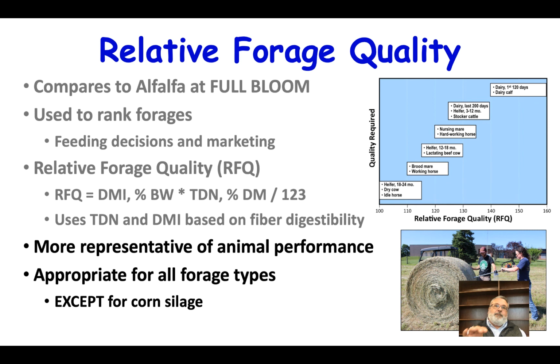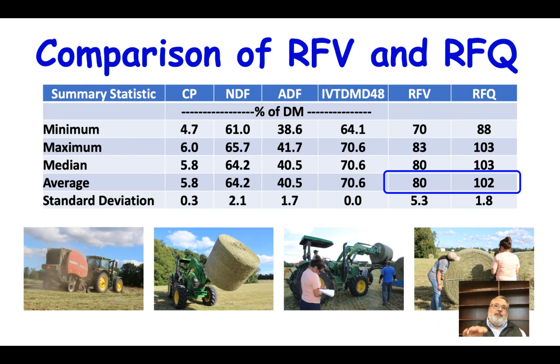Relative feed value, the previous estimate, was really designed for alfalfa versus grass hay. Relative forage quality works much better when we rank grass hay. And that's what we see here. So when we look at this, and this is for that large hay sample set that was in the study at Princeton, if we estimate relative feed value, we come up with a value of 80, which means it would be considerably less than alfalfa at full bloom, versus 102 for the same exact forage when we use fiber digestibility to estimate the relative feed value.